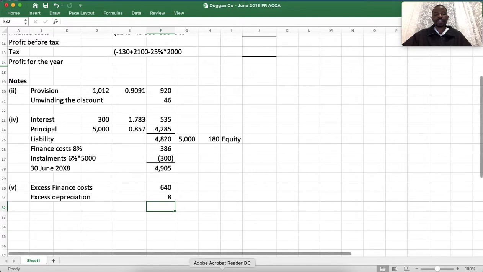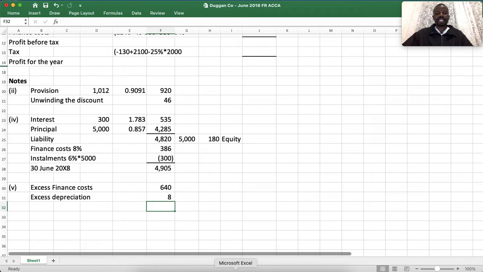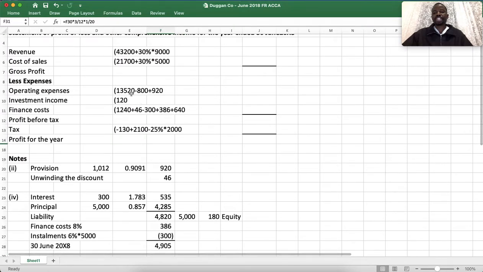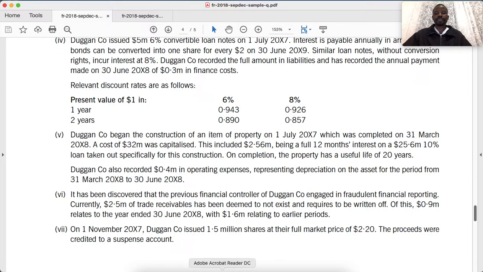Where am I getting the 1/20? We are told here that on completion the property had a useful life of 20 years. So if it is a useful life of 20 years, this excess finance cost should be divided by 20 years and multiplied by 3/12. We get 8. So this excess depreciation was charged to operating expenses. We come and subtract it like that. Let's continue.